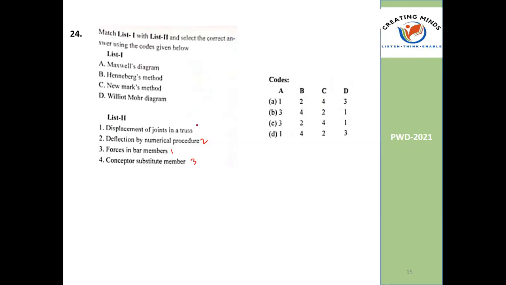So, one more guess. Look at the options. There are two chances. Option B or C? Option C is correct. Please take a note for match the following. Maxwell diagram is for forces in bar elements. Henneberg's method is deflection by numerical procedure. Newmark's method is concept of substituent matters. And the Williot-Mohr diagram is the displacement of joints in a truss.